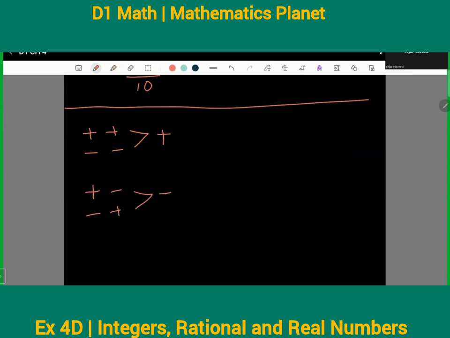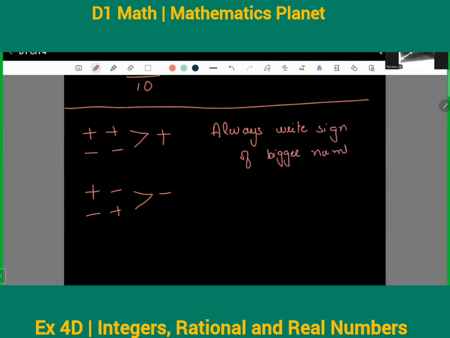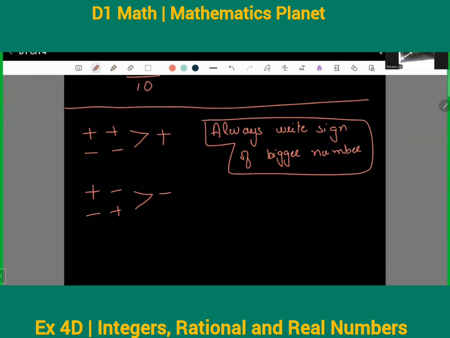Miss, I understand this, but I don't understand the signs either. If you have same signs, you get plus. Okay, always we are going to write the sign of the bigger number. Always write the sign of bigger number, but actually what we're going to do, if you have same signs, you're going to add them, but the sign will be of the bigger number. If you have opposite signs, you're going to subtract them, but the sign will be of the bigger number.